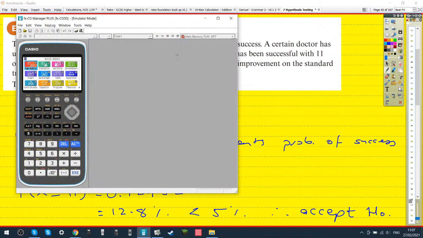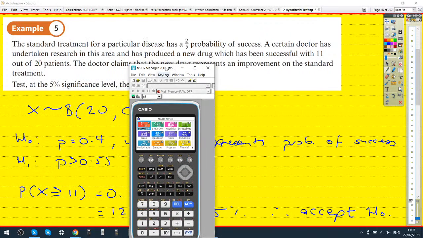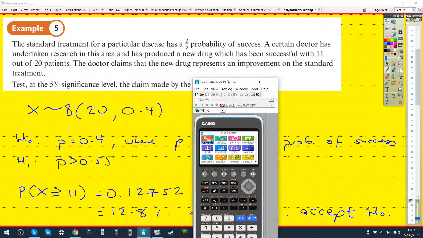I just want to use the other method. Okay. So it's exactly the same as what we were doing before, finding the critical value. So stats, distribution, binomial cumulative, number of trials is 20. That's 0.4. Upper is 20. And so our old method would be we would try to find the critical value. Oh, looks like it's 15.